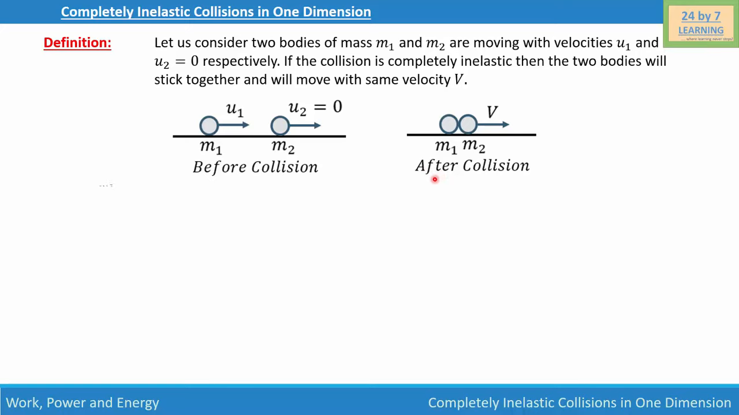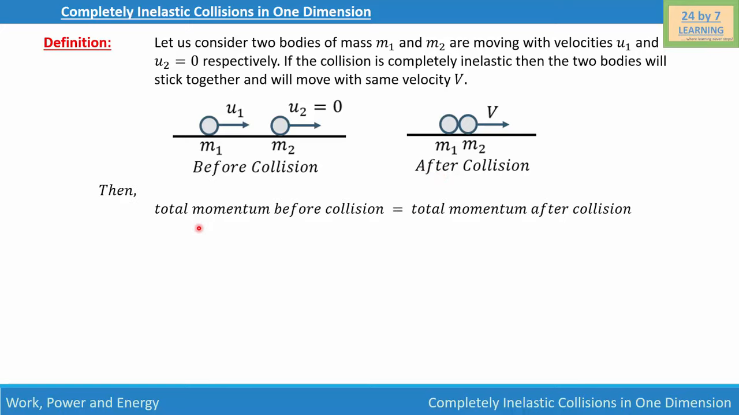And if that is the case, then we will write: total momentum before collision is equal to total momentum after collision. Total momentum before collision is m1 u1 plus m2 times 0, because u1 is the velocity of body of mass m1 and m2 is at rest, so the velocity of the second body is 0. And that is equal to m1 plus m2 times v, because these two bodies are stuck together and they are moving with the same velocity v.